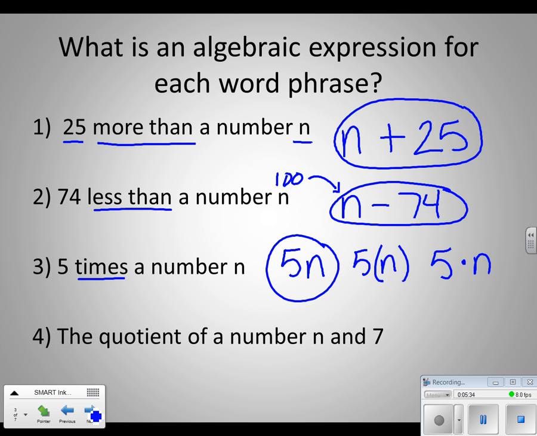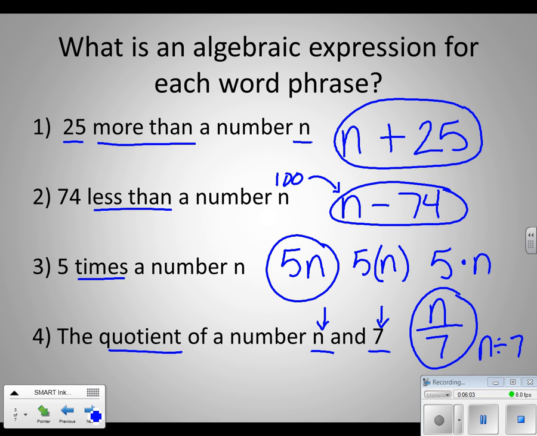The quotient, so key word here, we're going to underline quotient, the quotient of a number n and 7. So we're looking at n and 7. When it's asking for the quotient of something, that first number is going to be your numerator, which was right here. The second number is going to be your denominator. Quotient, you're dividing, same as a fraction. You could also write it n divided by 7 like this. I would prefer the rational number form.